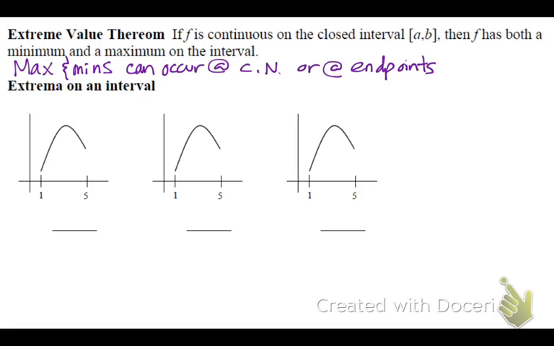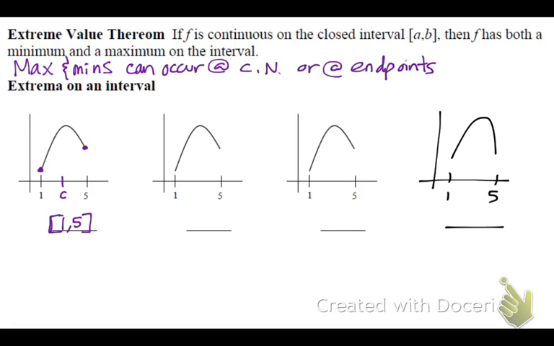So let's look at 4 different cases. I'm actually going to add in one more graph over here. All right, so the first case we're going to look at is on the closed interval from 1 to 5. So closed interval means it includes this point and then it includes this point. So here's our point C, here's f of C.